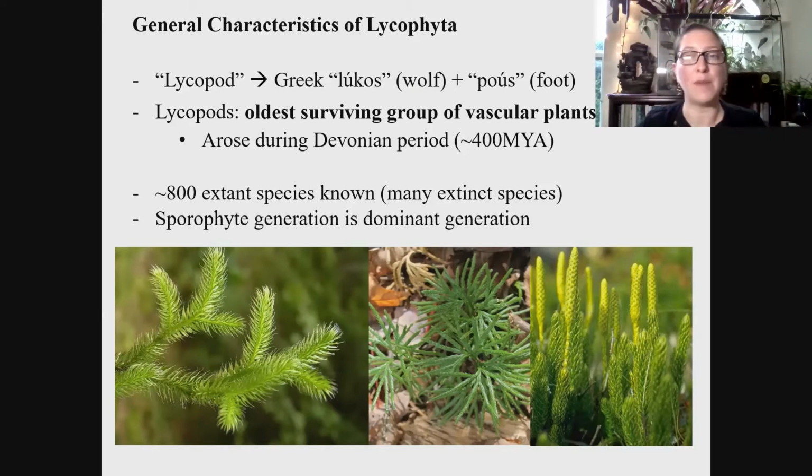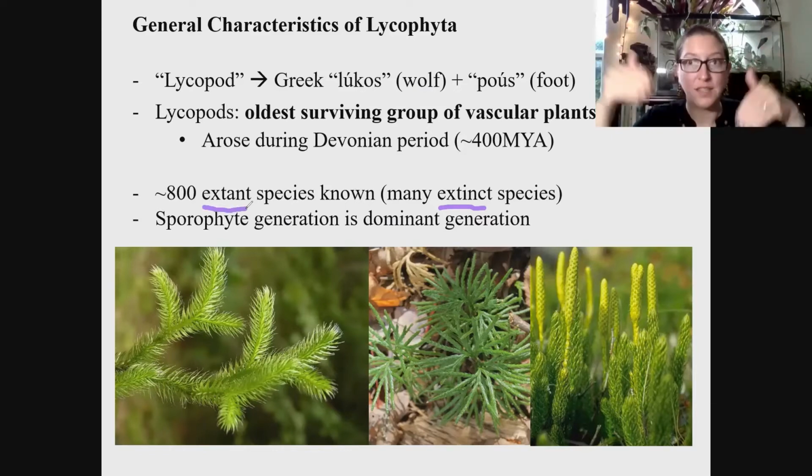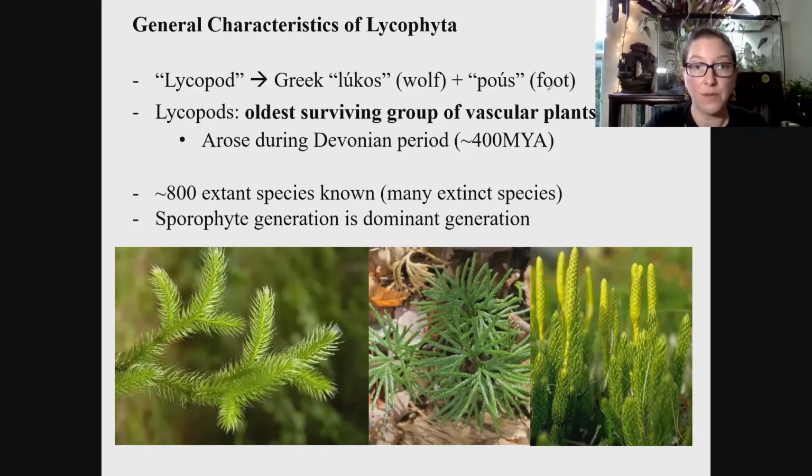Maybe you've heard the word extinct before, like this animal is extinct. You can see it here, extinct. Extinct means it used to be here and it's no longer here on Earth, whereas extant means still here on Earth. So there's about 800 species that are still here on Earth, and because it's a vascular plant, we know that the sporophyte generation is dominant.